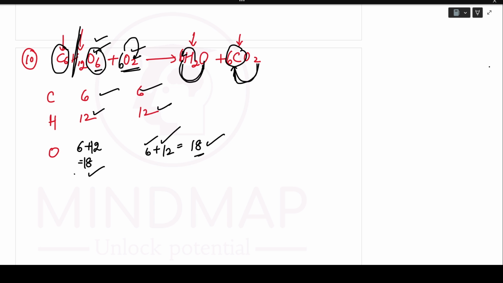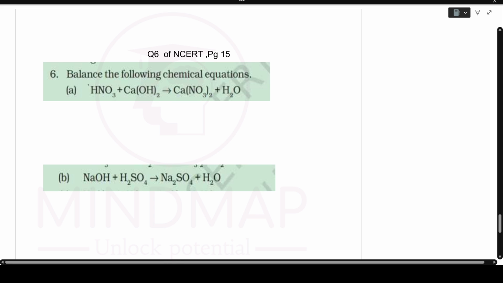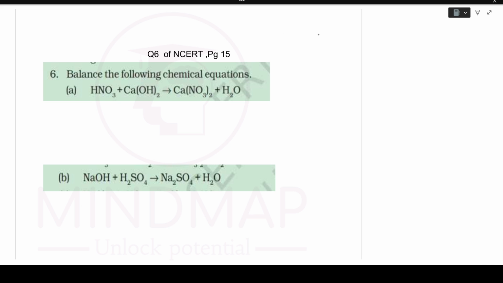Correct? Sure. Here's a question from your NCERT, question number 6. Let's balance this. HNO3 plus CaOH twice gives CaNO3 twice plus H2O. Let's write the metals first. Ca. Then we have the non-metals N, nitrogen, hydrogen, and oxygen.